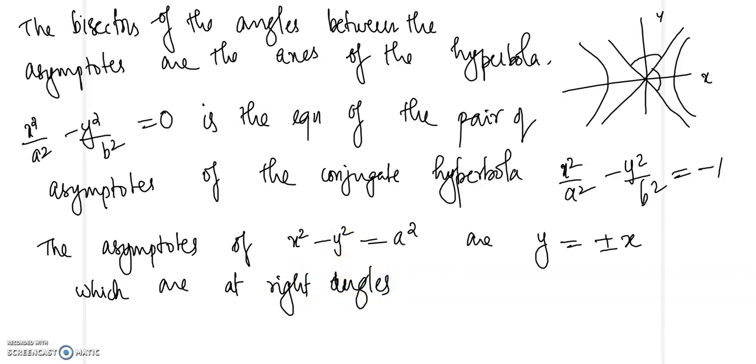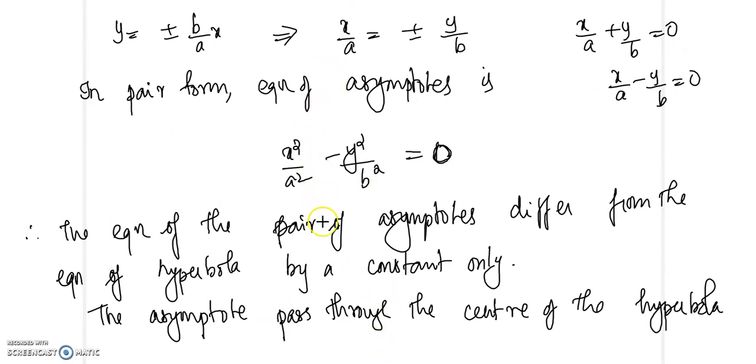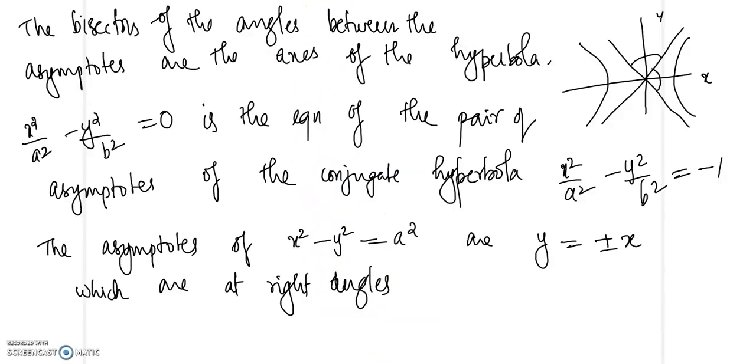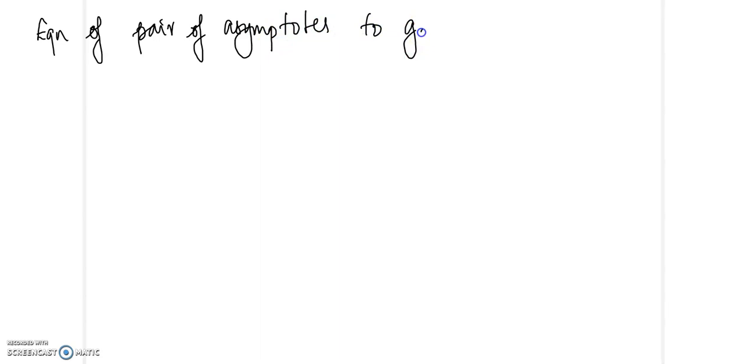So those are a few things about the asymptotes. They differ by a constant, they pass through the center of the hyperbola, and the bisectors will be the axes. The same equation holds for the conjugate hyperbola. Then we have the asymptotes of the rectangular hyperbola. Now let us look at the equation of the pair of asymptotes to the general equation.